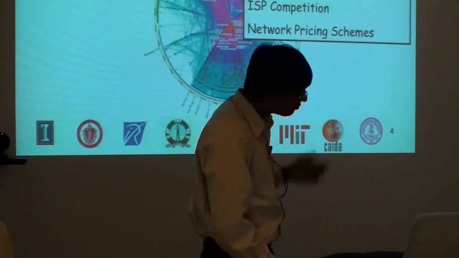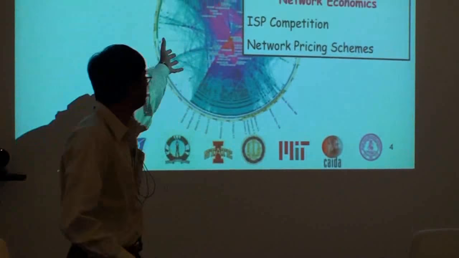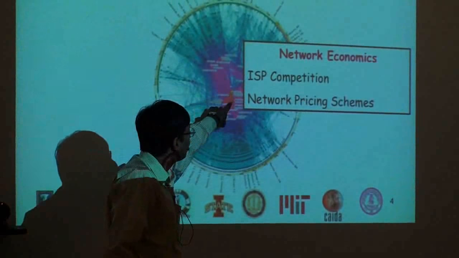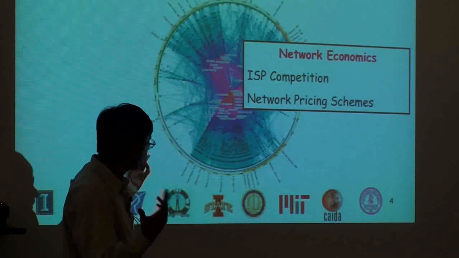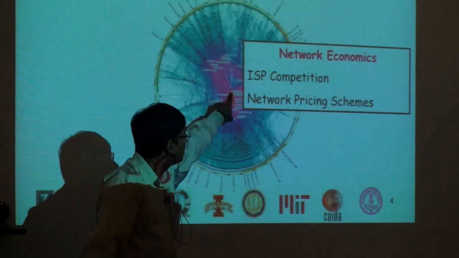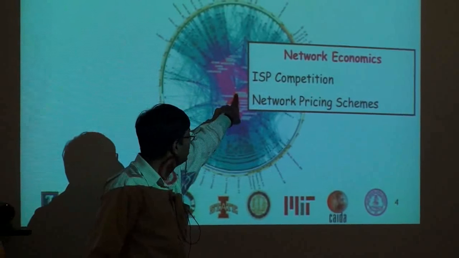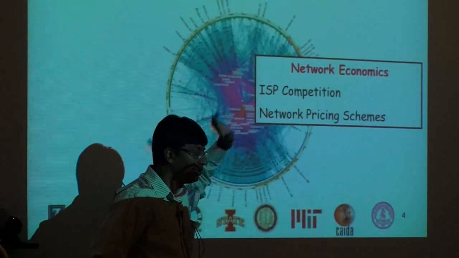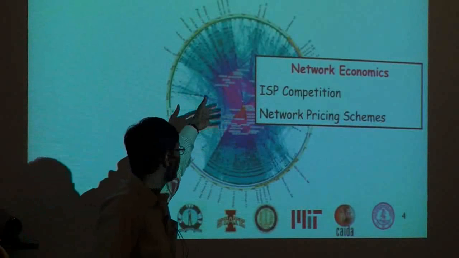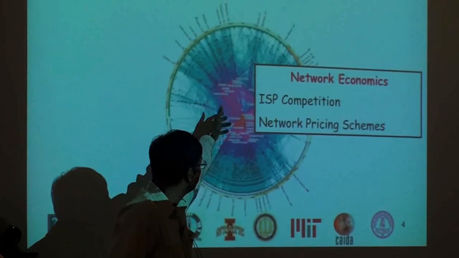I've also been working on network economics. How do I price this thing? Each of these boxes is an autonomous system. Google, for example, is an autonomous system. The one in the middle over there is Verizon Business, which is AS number 701. It's had a long history. It used to be UUNet, then BBN Planet, and finally Verizon bought it.